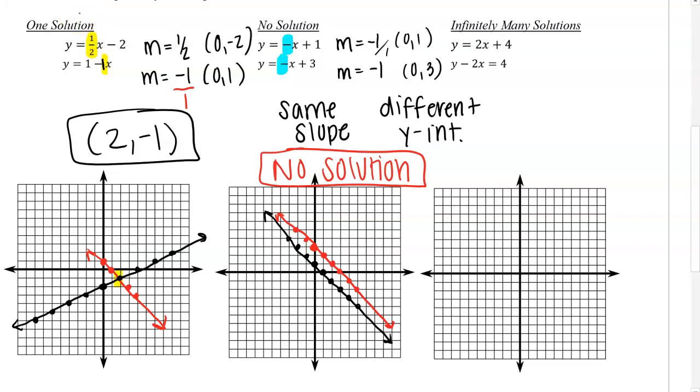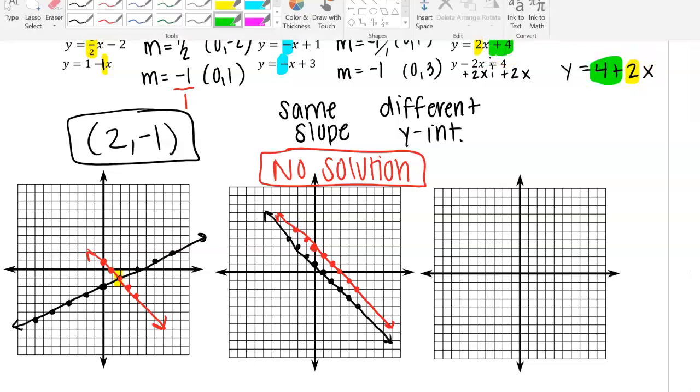In the next set of equations, I'm going to make sure I get y by itself here so that I have both equations written in slope-intercept form. Remember that 4 and 2x are not like terms, so I will just write it as 4 plus 2x. For both of these lines, I'm going to look at the slope first. Both lines have a slope of 2. But what I'm also noticing is that both lines have a y-intercept of 4.